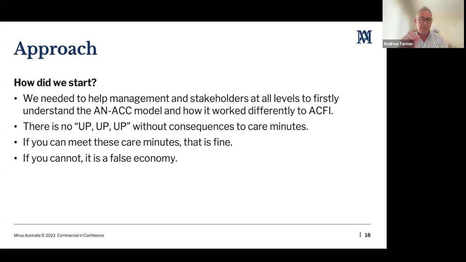The point I want to make very, very strongly is we are talking about how to make the funding model work in practice. We are not talking about the model of care and quality. That is an absolute given. How you have your model of care and how you deliver quality and how you manage your residents' care is a given. We are talking about how you get the subsidy that you are entitled to through the AN-ACC mechanism, and it doesn't work the same as ACFI. Just want to make that really, really clear.